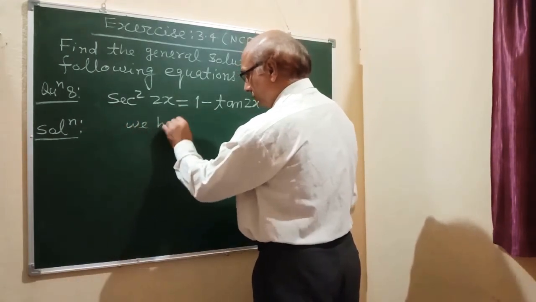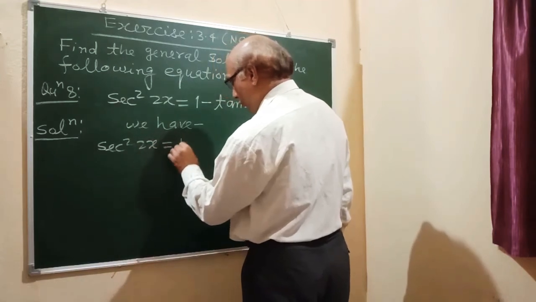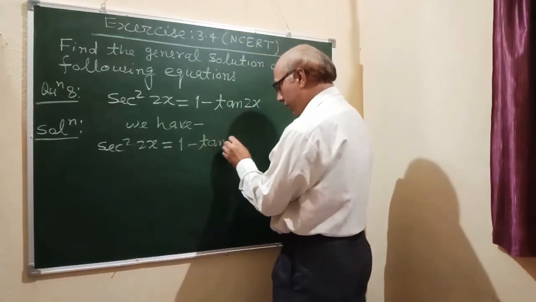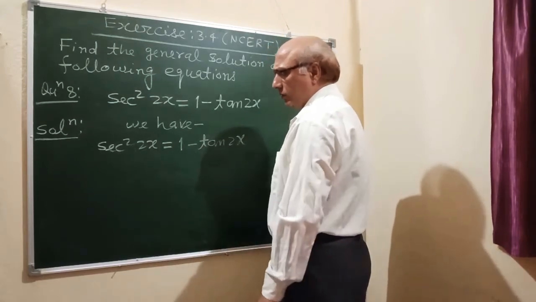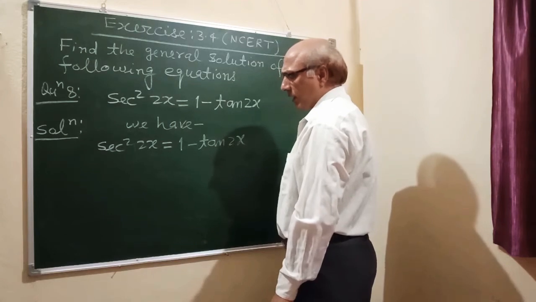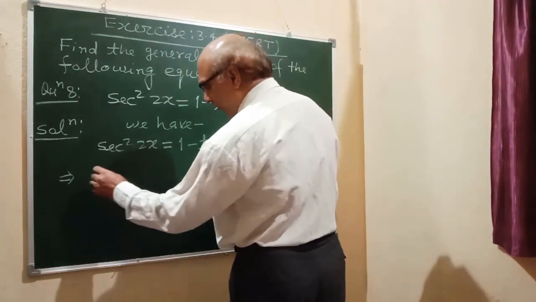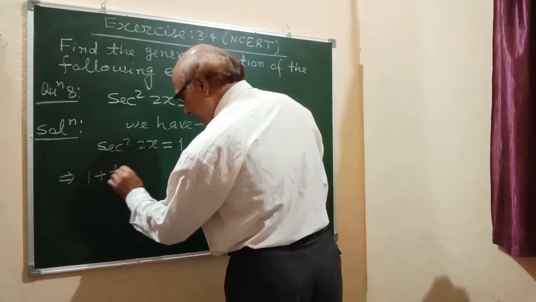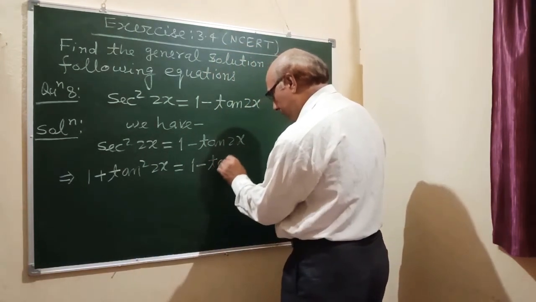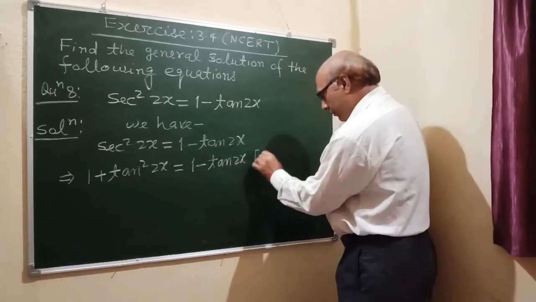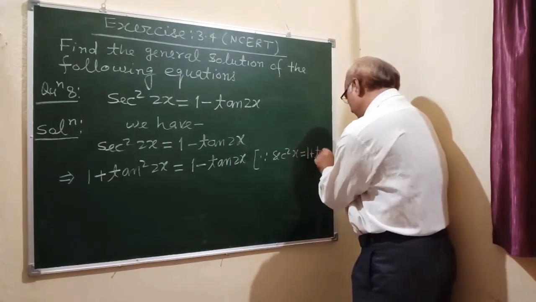We have sec square 2x equal to 1 minus tan 2x. Dear students, using the identity sec square x equal to 1 plus tan square x, we can write here 1 plus tan square 2x equal to 1 minus tan 2x, since sec square x equal to 1 plus tan square x.